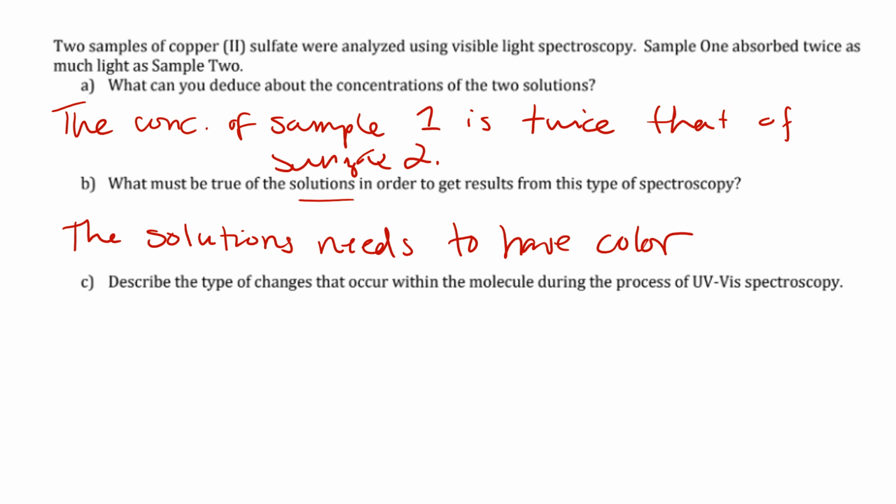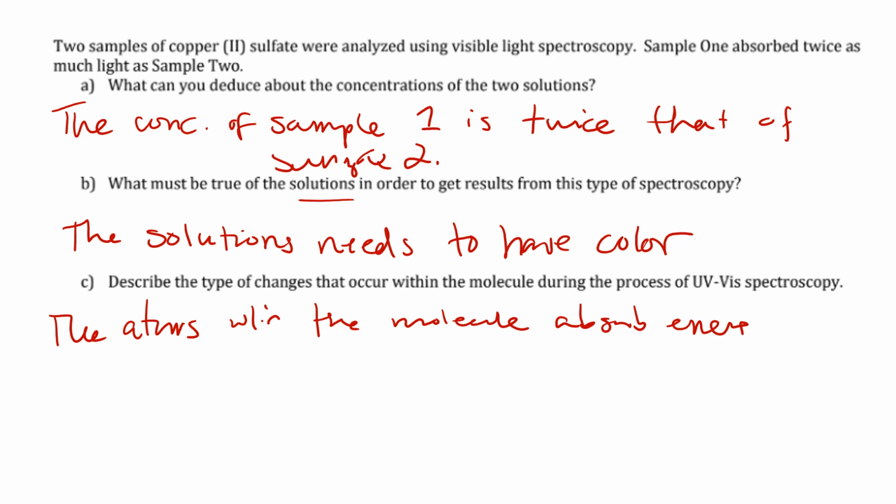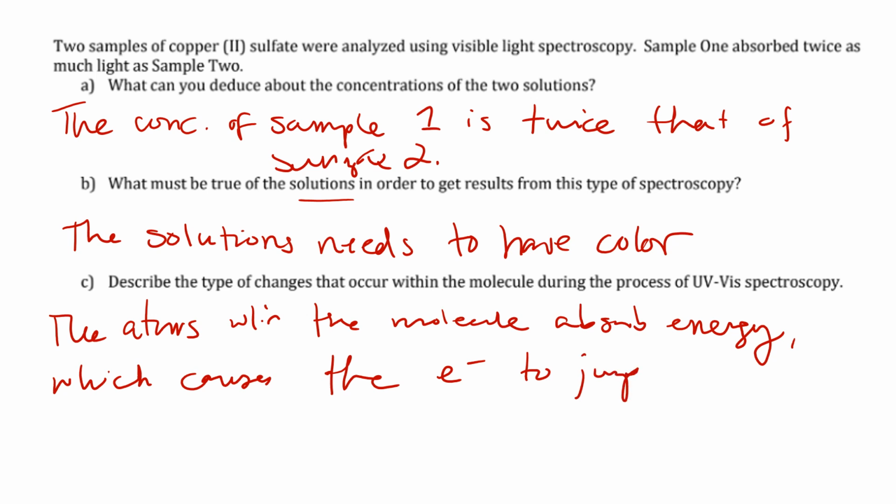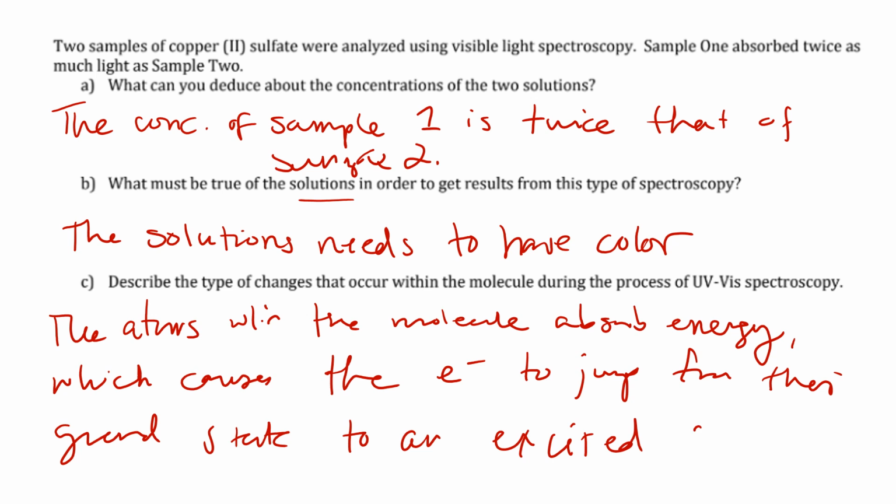Describe the types of changes that occur within the molecule during ultraviolet visible spectroscopy. So what's happening here? The atoms within the molecule absorb energy, which causes the electrons to jump up from their ground state to an excited state.